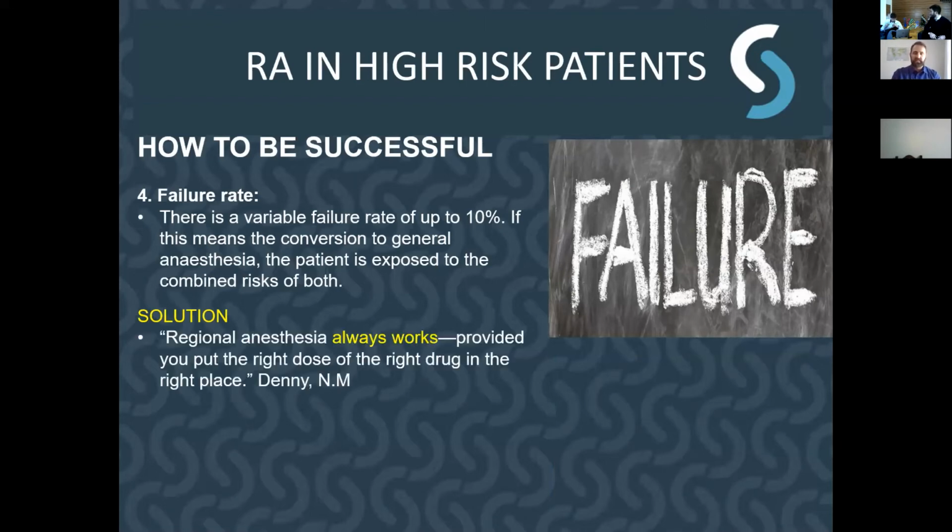Well, firstly, I'd just like to quote Denny. He said, regional anesthesia always works, provided you put the right dose of the right drug in the right place. So I'm fully with this. If you do the right block in the right place, your block will not fail. Then, know the surgery and the incisions. In one of my later talks, I'll talk about the surgical incision sites. And knowing where the incision sites are means that you can plan your regional anesthesia better, so that you know exactly what to block, so that you do not get a block failure.